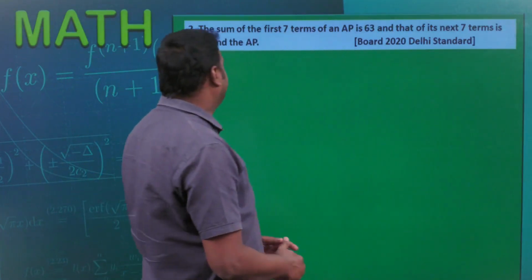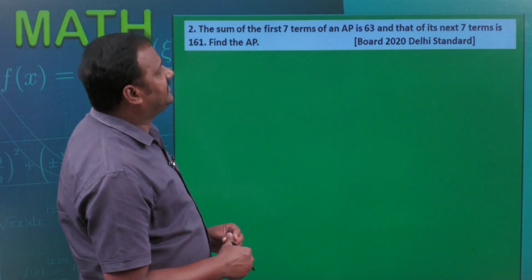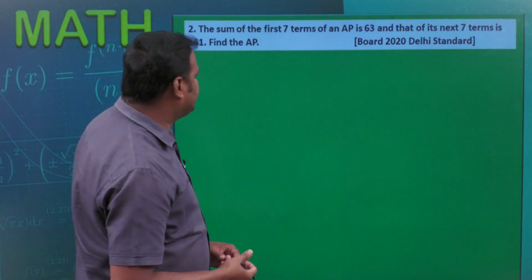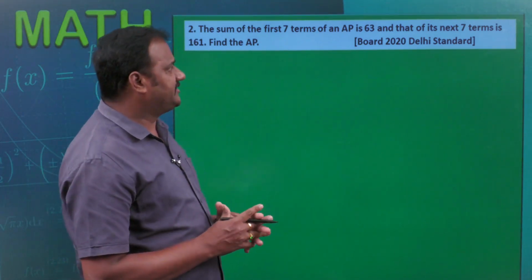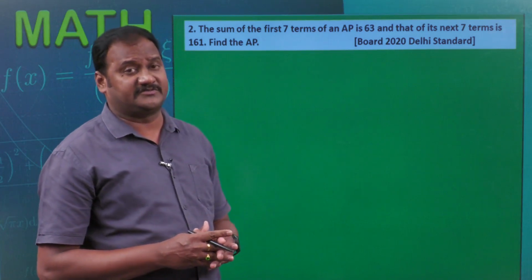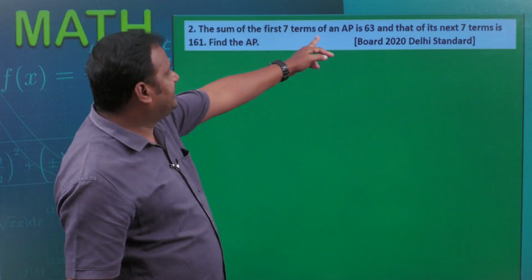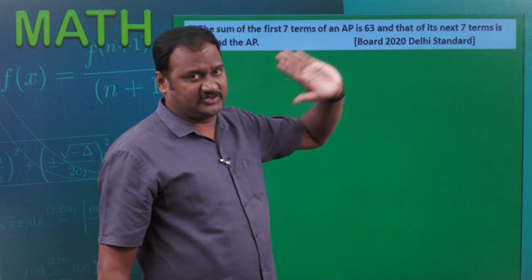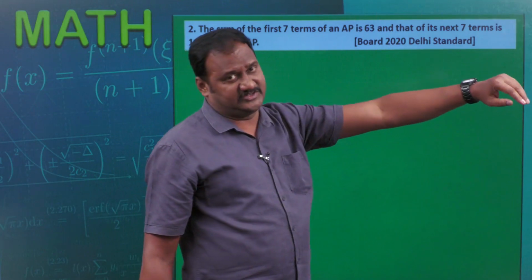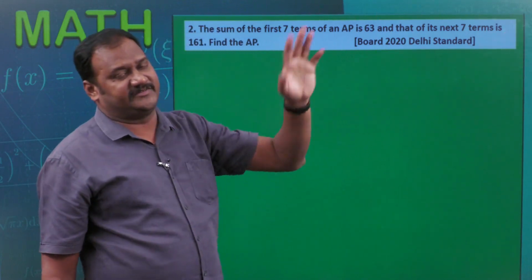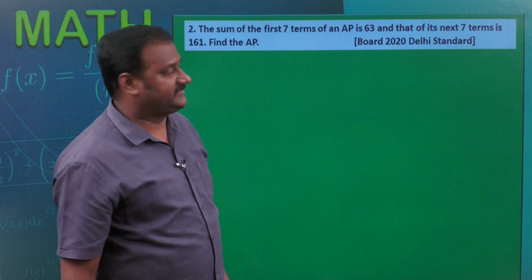Here the next problem is: the sum of first 7 terms of an AP is 63 and that of the next 7 terms is 161. Then find the arithmetic progression. See, according to the given problem, how many total number of terms are there in this arithmetic progression? The sum of first 7 terms of an AP is 63, so there are 7 terms. And that of its next 7 terms, so one more 7 terms are there. So 7 plus 7, totally how many terms are there? 14 terms are there, right?